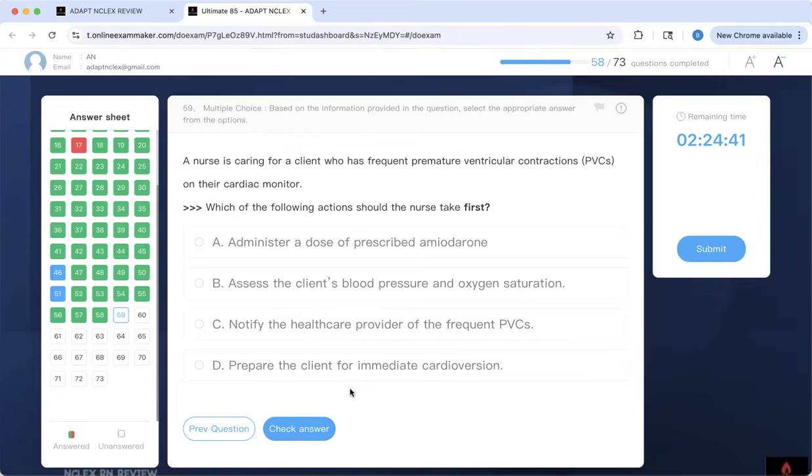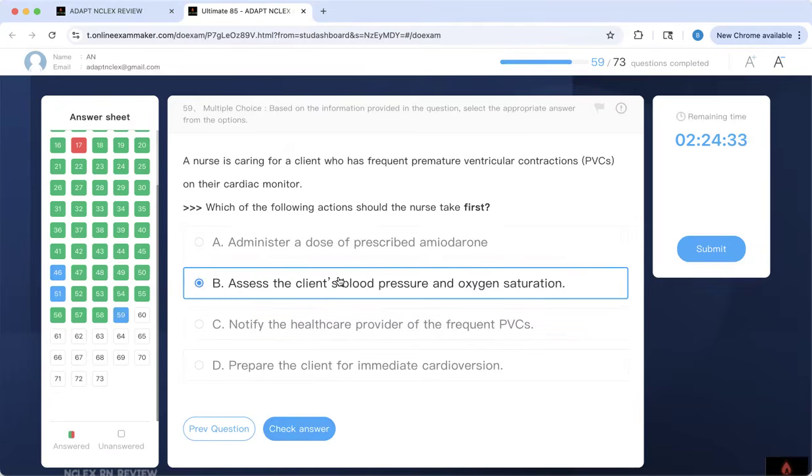PVC, what should be your next action? It's a warning sign. See if it's affecting the client's hemodynamics, to protect their blood pressure and oxygenation. Administering amiodarone, you're just treating the problem. Calling the provider, you don't know yet, you have no assessment of the patient. Immediate cardioversion, this rhythm does not need cardioversion.